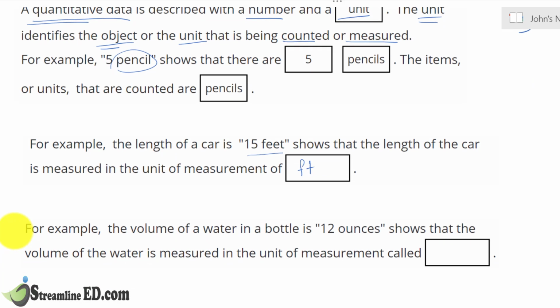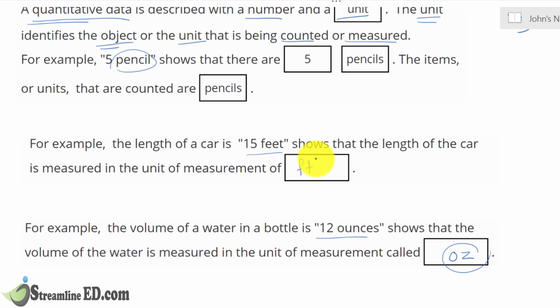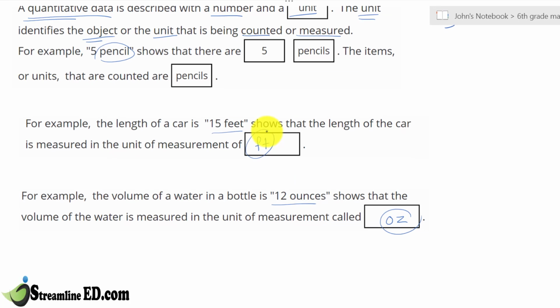And let's look at another example. The volume of water in a bottle is 12 ounces. Well, what does that show you? That the volume of water is measured in what unit? In the unit of ounce. And notice how the unit is always abbreviated as a singular form. Because if I were to give you the number 12, what is that number talking about? But now with the unit, we are able to define what that number is talking about.